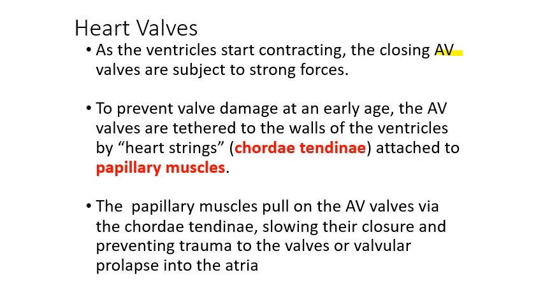The way that your heart accomplishes this is through a couple different structures. So chordae tendinae are literally strings that connect to the flaps of your AV valves. Those strings on the other side of them are connected to papillary muscles. So papillary muscles connect to chordae tendinae. Chordae tendinae connect to the flaps of your atrioventricular valves, and basically prevent those valves from slamming shut.